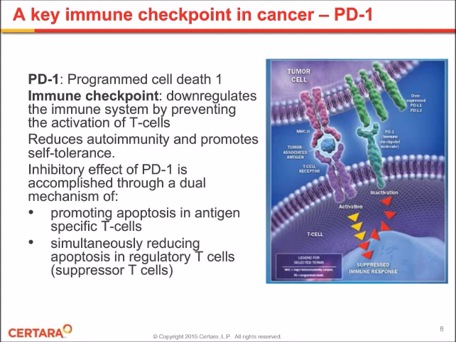The inhibitory effect is accomplished by, on the one hand, promoting the apoptosis in antigen-specific T cells, but simultaneously also reducing the apoptosis in regulatory T cells, so the T cells that regulate the immune system. And in that fashion, PD1 and the interaction between PDL1 and PD1 inactivates the immune system.